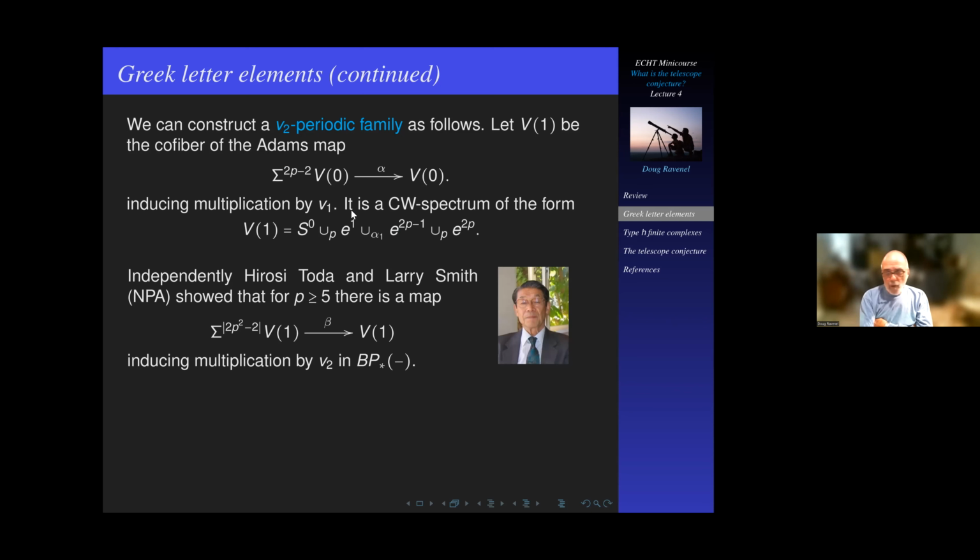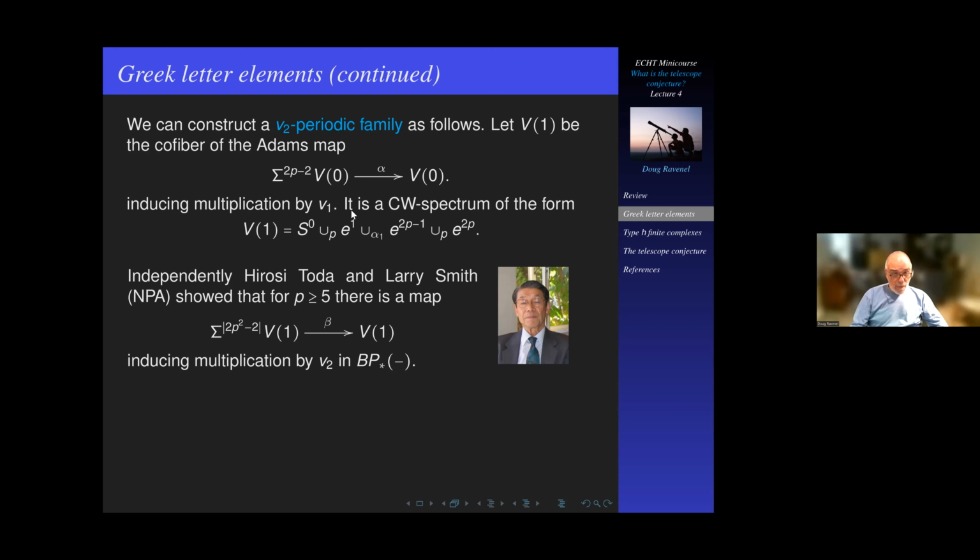Now, I was hoping somebody was asking me what NPA stands for. So I'm going to tell you what NPA means. What does NPA stand for? It means no picture available. So I have a picture of Toda. I do not have a picture of Larry Smith. I couldn't find one.